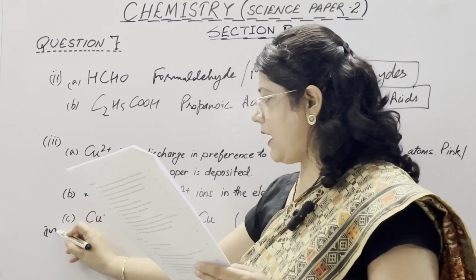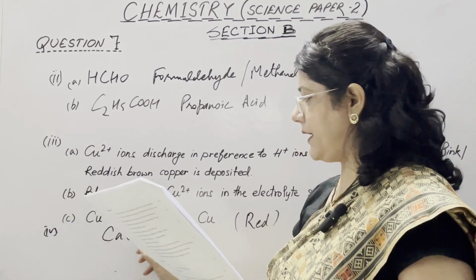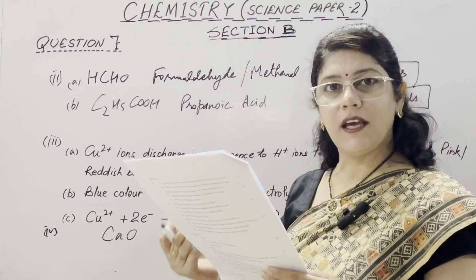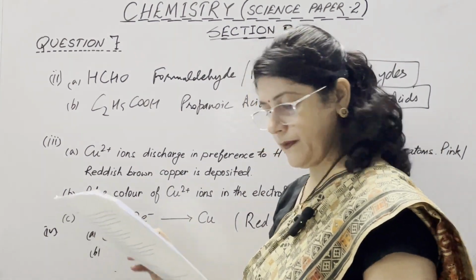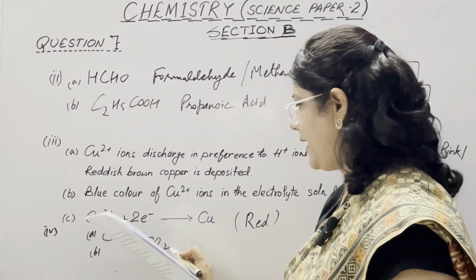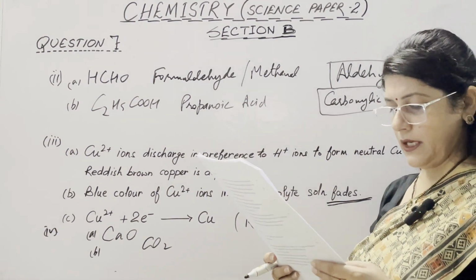In the first part, they have asked us a basic oxide. So calcium oxide is a basic oxide because metal oxides are basic in nature. In B part, an oxide which is acidic. So carbon dioxide is a non-metallic oxide, so it is acidic in nature.